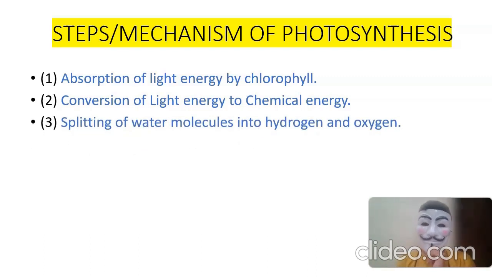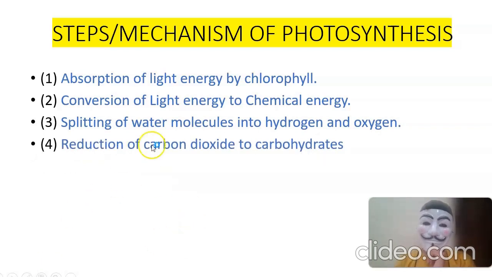Like here also, the water molecules 12H2O give, as I told you, 6H2 plus 6O2. Then reduction of carbon dioxide to carbohydrates. This I told you before also, these mechanisms. Let's read it once again. Absorption of light energy by chlorophyll. These are the steps and mechanism. If in the exam the mechanism or steps of photosynthesis come, you can write this, because you will get 4 marks, or this question usually comes for 2 marks, 2 points, 1 mark each.